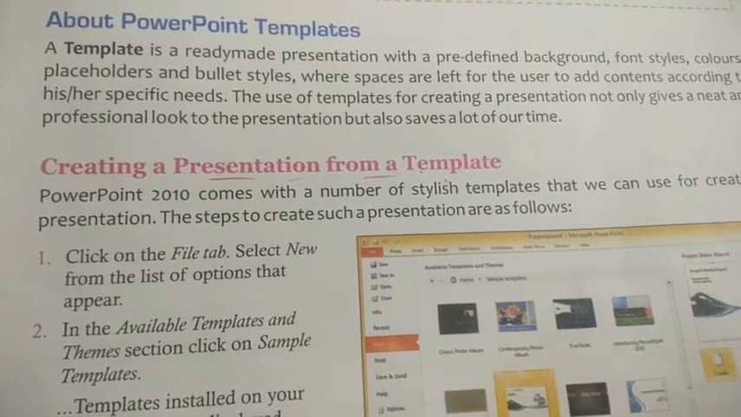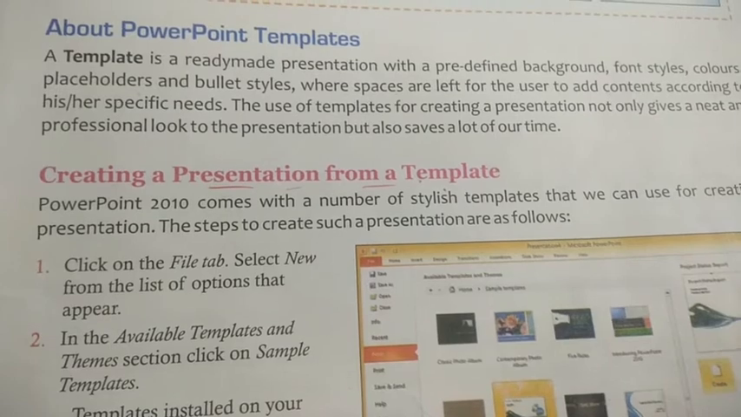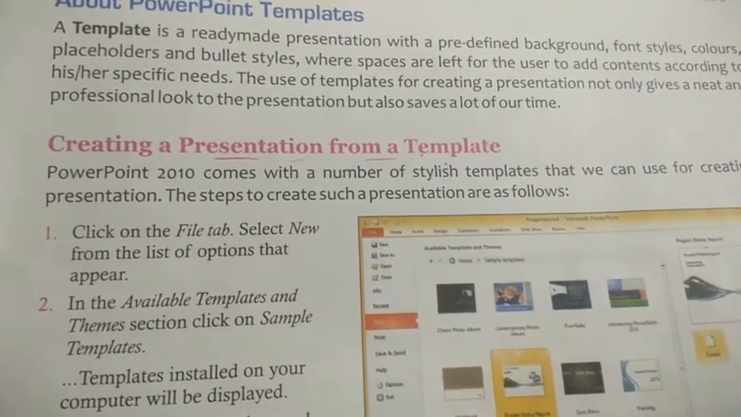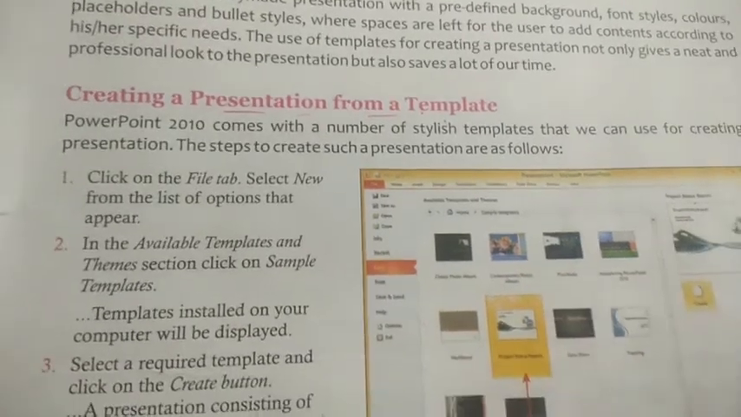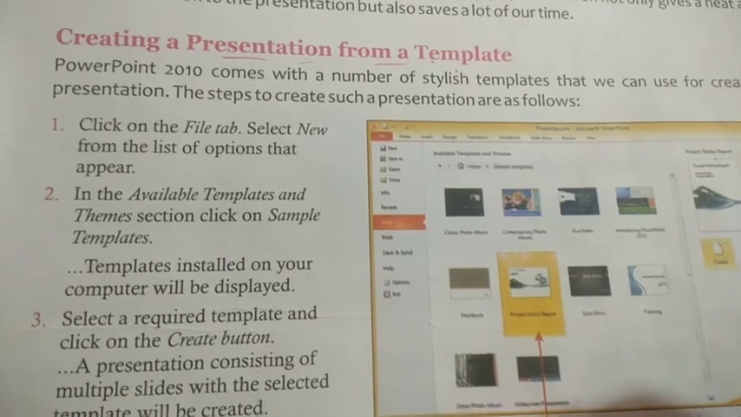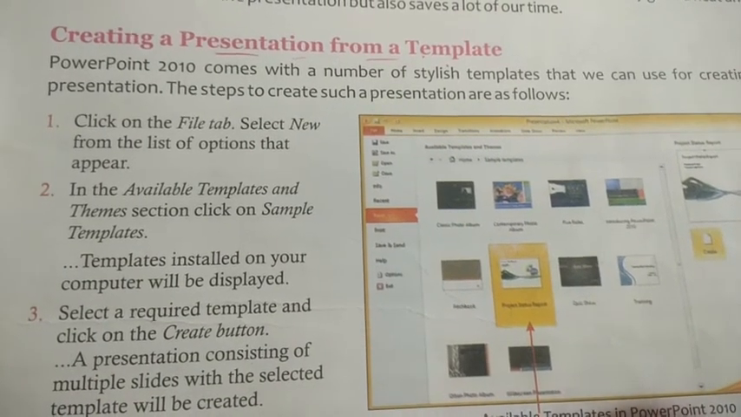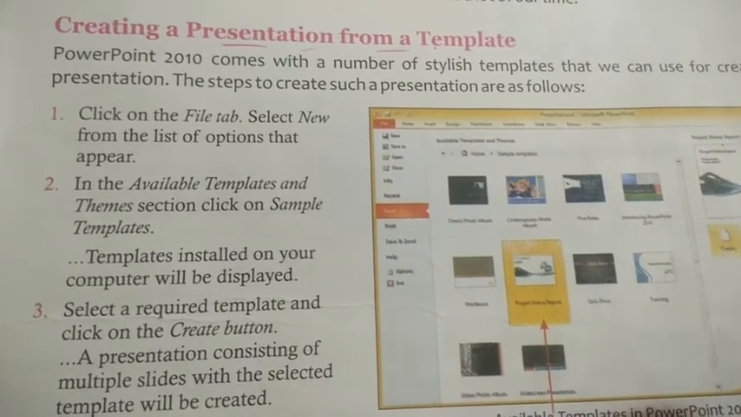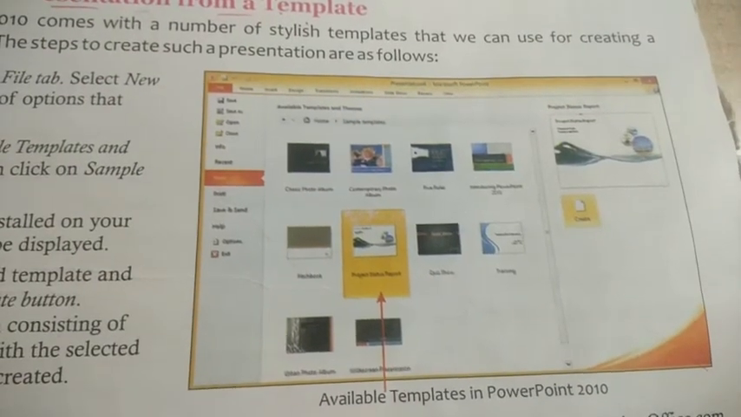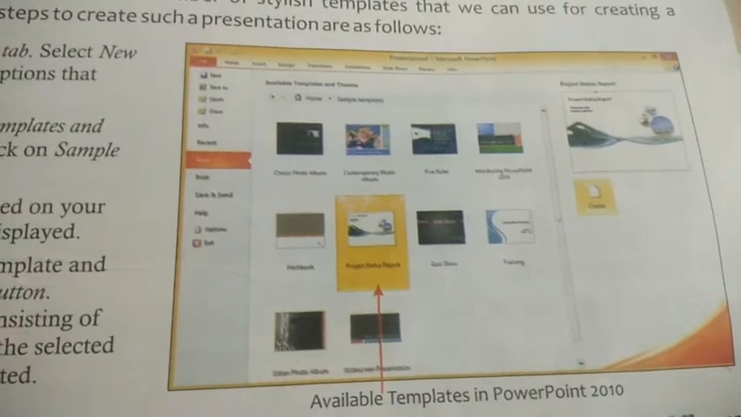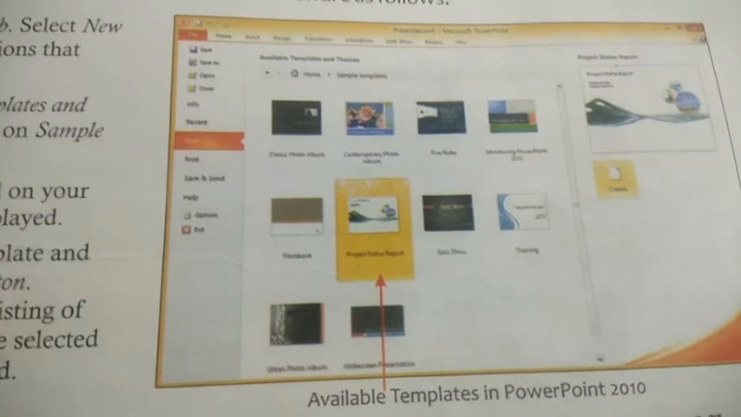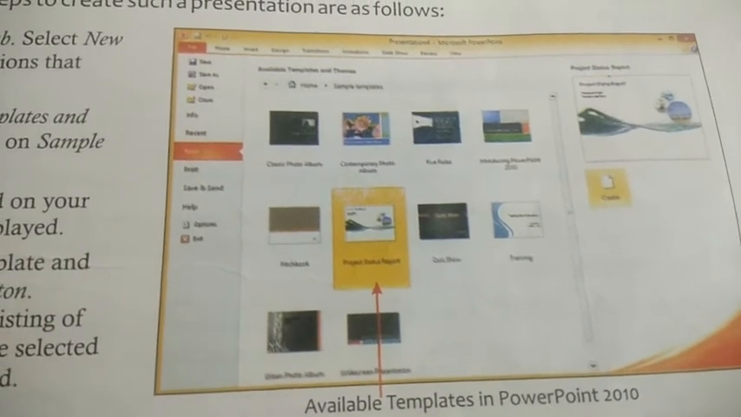Finally, in the Available Templates and Themes section, click on Sample Templates. Then templates installed on your computer will be displayed. Now third, select a required template and click on the Create button. So our presentation consisting of multiple slides with the selected template will be created. So student, these are available templates in PowerPoint 2010. Different types of ready-made templates are available in your PowerPoint. You can choose any one and apply it in your presentation.